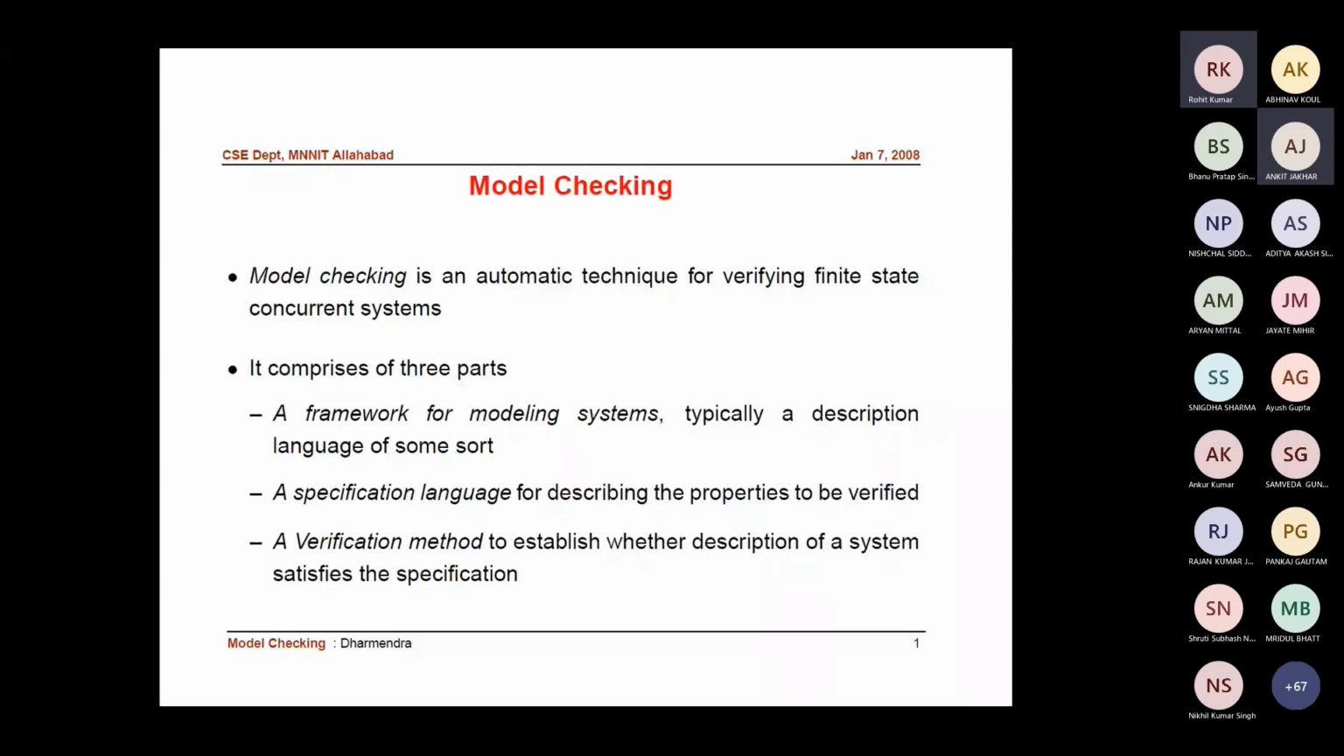Model checking comprises 3 parts. These 3 parts are a framework for modeling a system. That means you will have a framework or a tool, like you have a framework in object oriented systems. Here also there is going to be a framework or some tool, in which we are going to write our code, our model, and then our properties. Then that framework is responsible for verifying that. And then we are going to have a specification language supported by that framework, in which we are going to describe the properties to be verified.